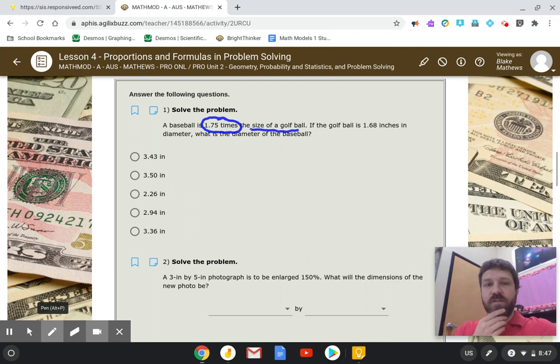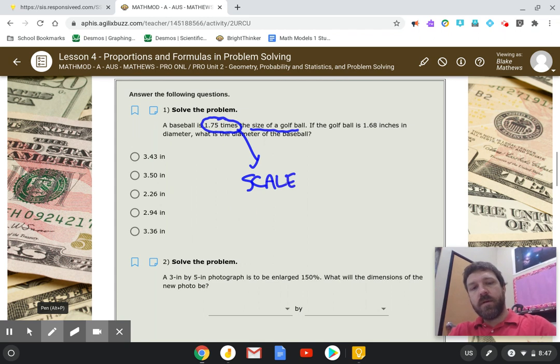So right away, just based on the language they use, 1.75 times means that I need to multiply the size of the golf ball times 1.75 to find the size of the baseball. So I think you can get that one on your own. That's the most basic way to use the idea of a scale factor, because this 1.75 is what we call the scale factor. It's telling me how much the dimensions are changing from the smaller to the larger, or from the first to the second example. Number two is very similar.